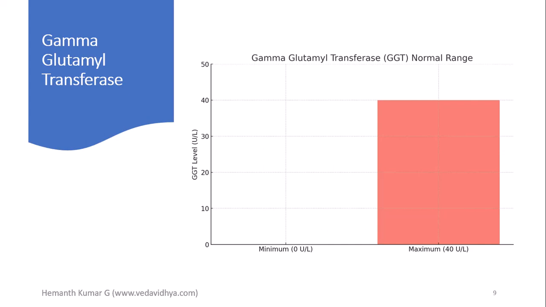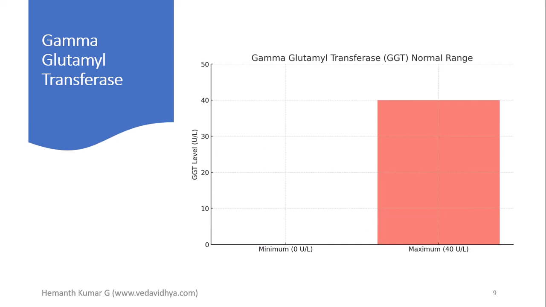its critical role in diagnosing liver and bile duct disorders. GGT, gamma glutamyl transferase, is an enzyme that plays a key role in the metabolism of glutathione and is present in many tissues of the body, with the highest concentrations found in the liver and bile ducts. The GGT test measures the level of this enzyme in the blood.